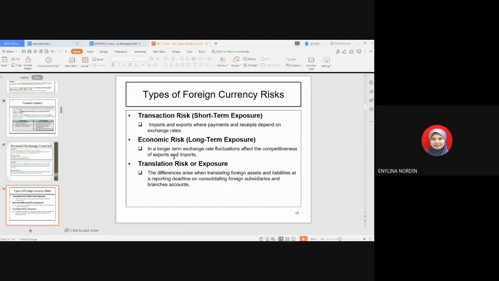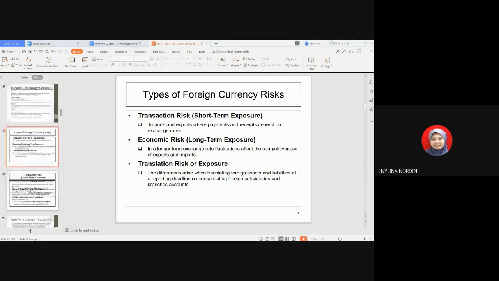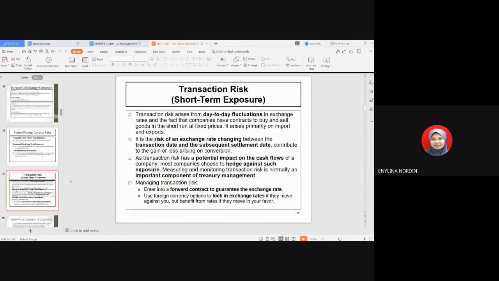Economic risk is about longer-term exchange rate fluctuations that will affect the competitiveness of export and import. Translation risk or exposure is the risk or the differences that arise when translating foreign assets and liabilities for accounting purposes, especially when you are doing the consolidation of the accounts of subsidiaries or branches in foreign countries. So these are the explanations of the risks.